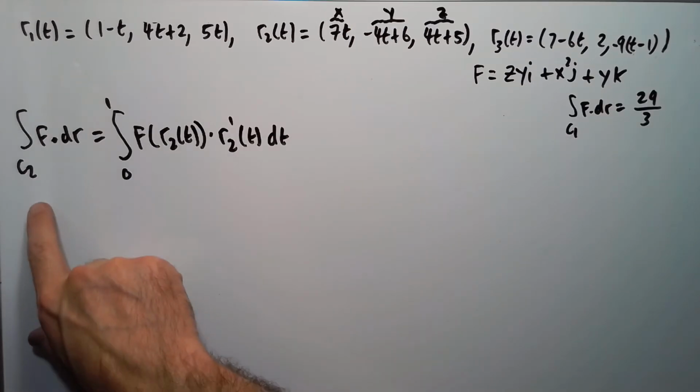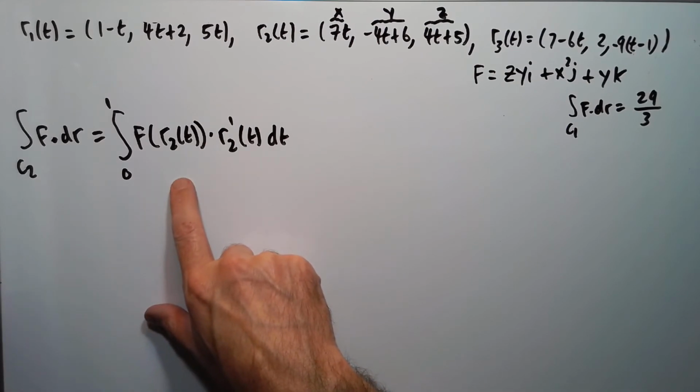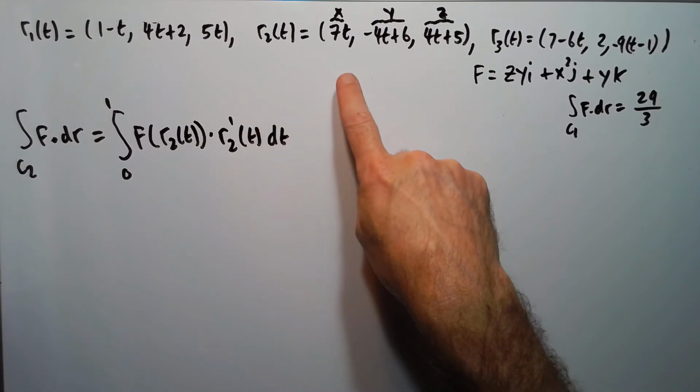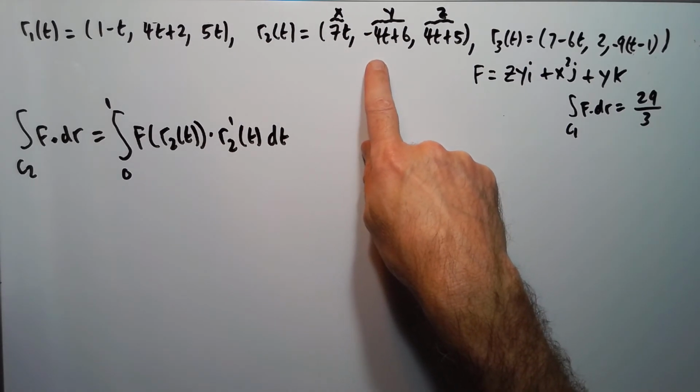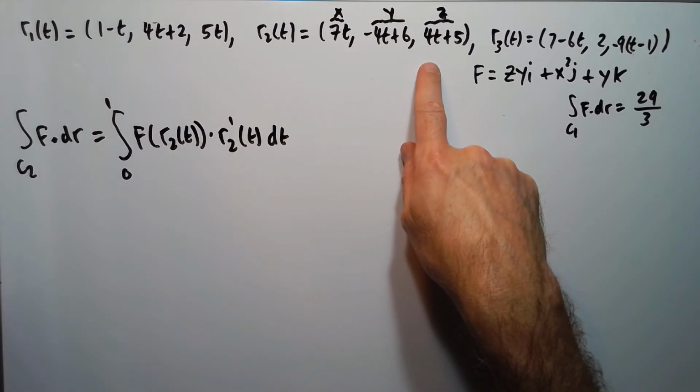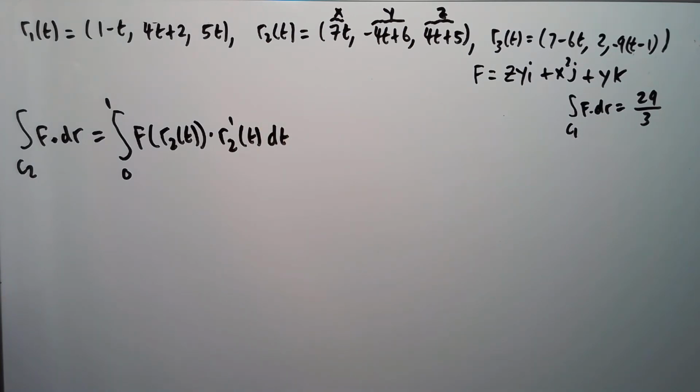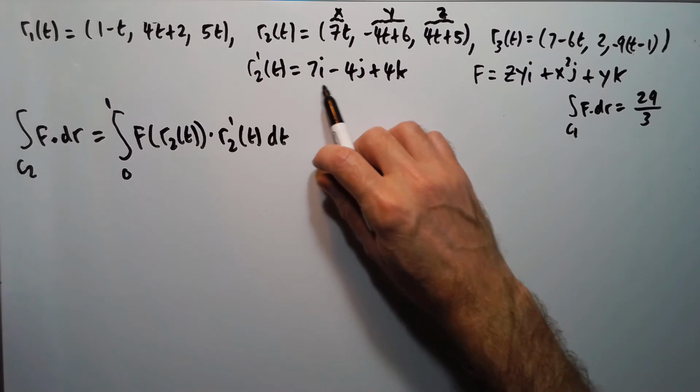Okay, let's do the integral over C2 now. So here's my formula. I need to compute R2 prime. The derivative of 7t would be 7, so it'd be 7i minus 4j plus 4k. Let me write that here. Okay, so I've written it up here.